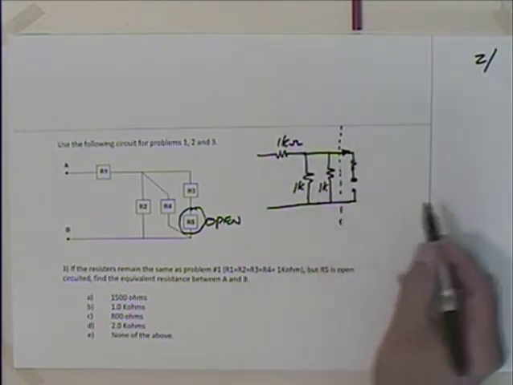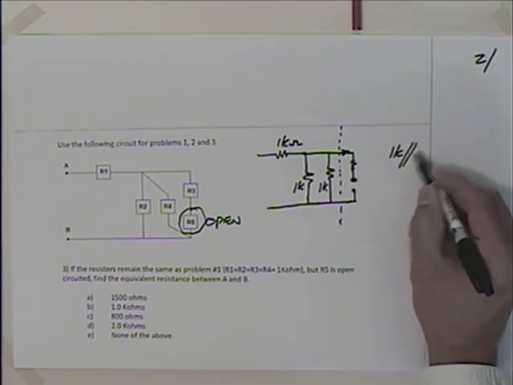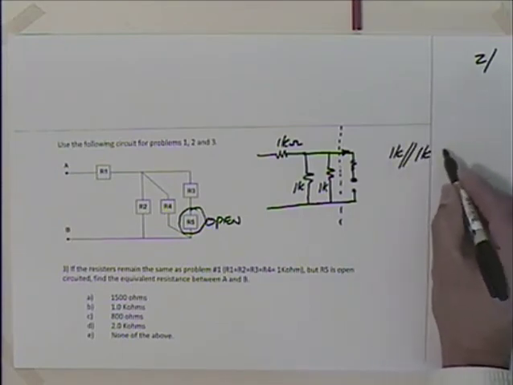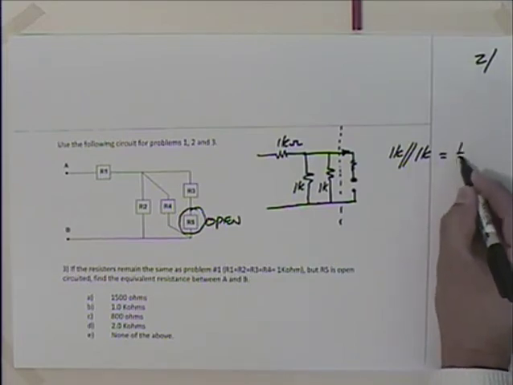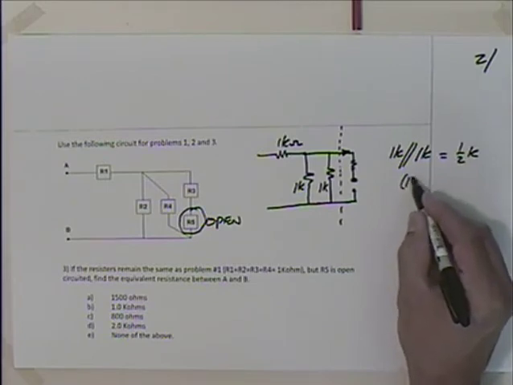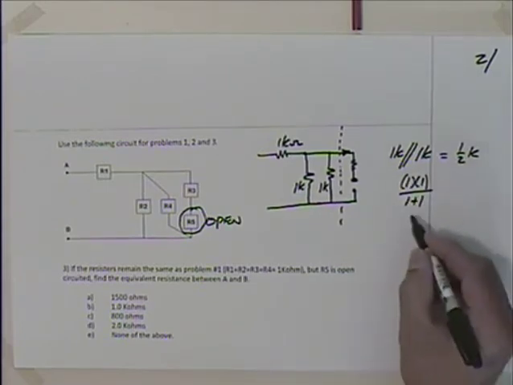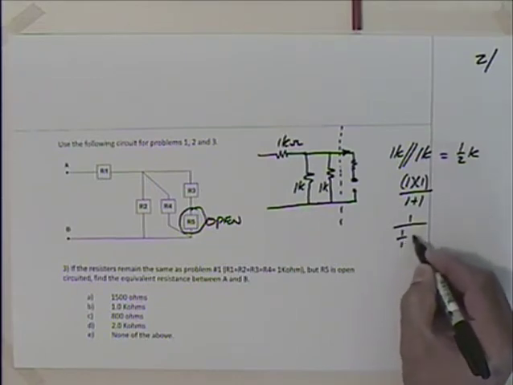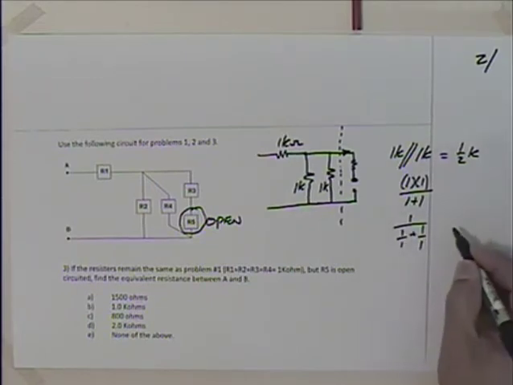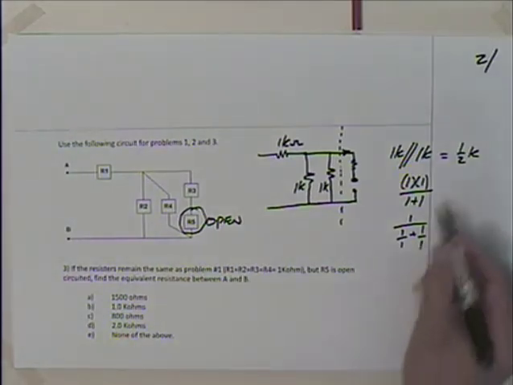So when we do that, I have 1k in parallel with 1k, parallel with 1k. That's how I do that shorthand, which is going to be what? Just a half of a k. You could do that as 1 times 1 divided by 1 plus 1, product over sum, or if you wanted to, 1 over 1 over 1 plus 1 over 1. We're going to get the same answer. So we've got a half k.